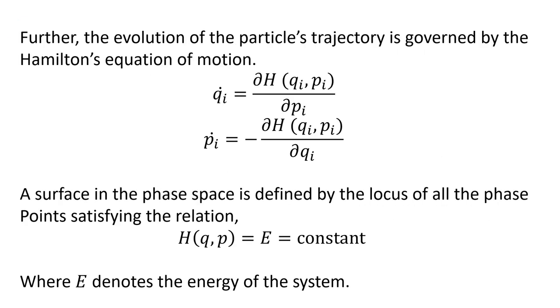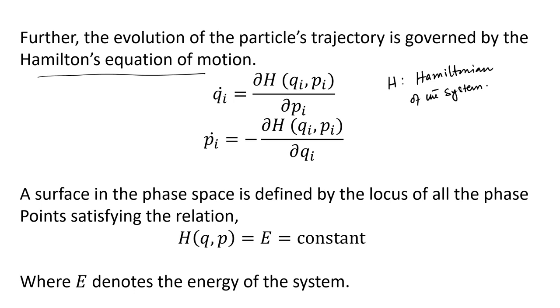So, the evolution of the particle's trajectory is given by these equations of motion. These are called the Hamilton's equations of motion, where the time evolution of the generalized coordinates q i, and the generalized momenta p i, are given by del H del p i and minus del H del q i, where H denotes the Hamiltonian of the system. All right. If you solve them, they give you how q i and p i evolve in this phase space.